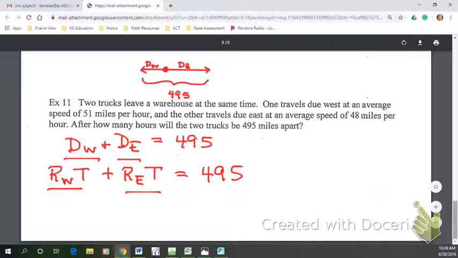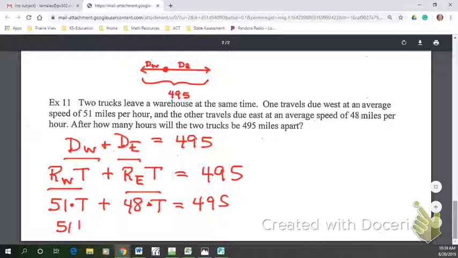Do I have any of this information in the problem? Yes. What do I know? The rates. What's the rate of the westbound? 51. So I'm going to replace that with 51 times t. The rate of the eastbound, 48 times t, equals 495. So 51t plus 48t is equal to 495.